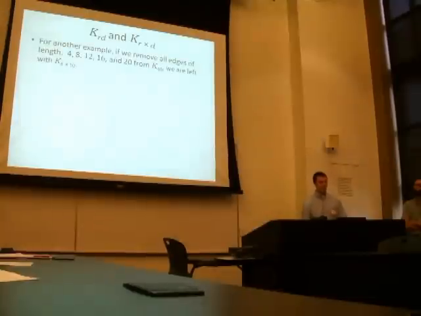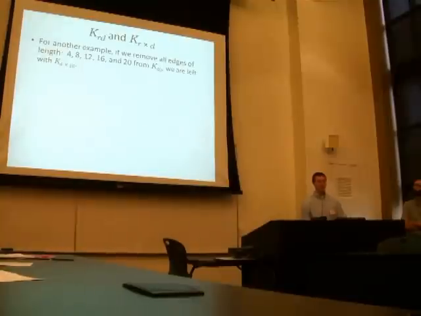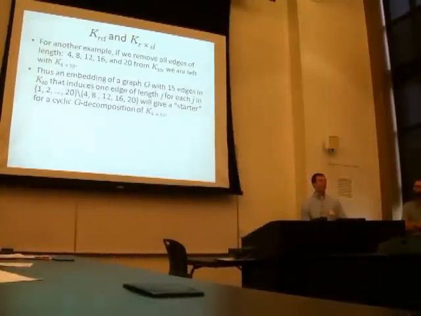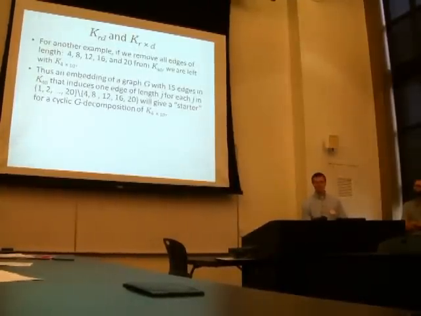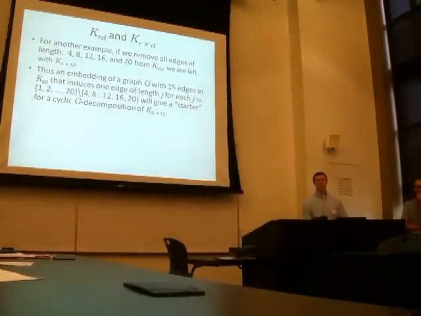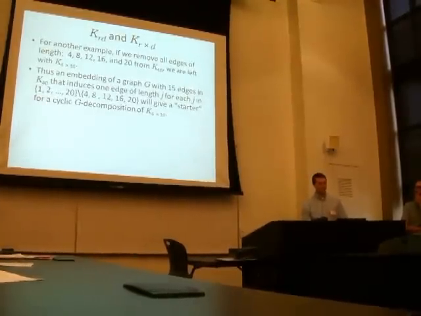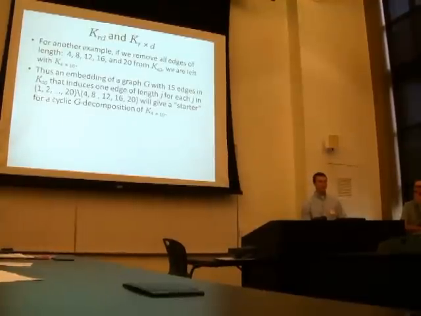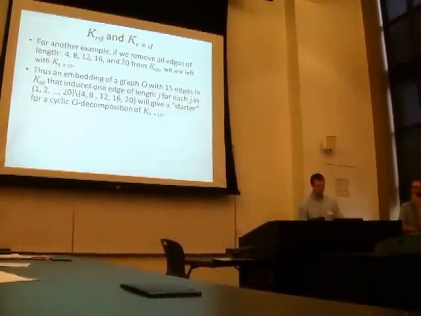Another example of this, if we have a K40 and we remove all the edge lengths that are a multiple of 4, this leaves us with a K4 cross 10. So what this means is if we take a graph G that has 15 edges, we embed it in a K40, we want edge lengths 1 up to 20, since K40 has 20 edge lengths, but we don't want the multiples of 4. This is going to give us a starter for a cyclic G decomposition of K4 cross 10.